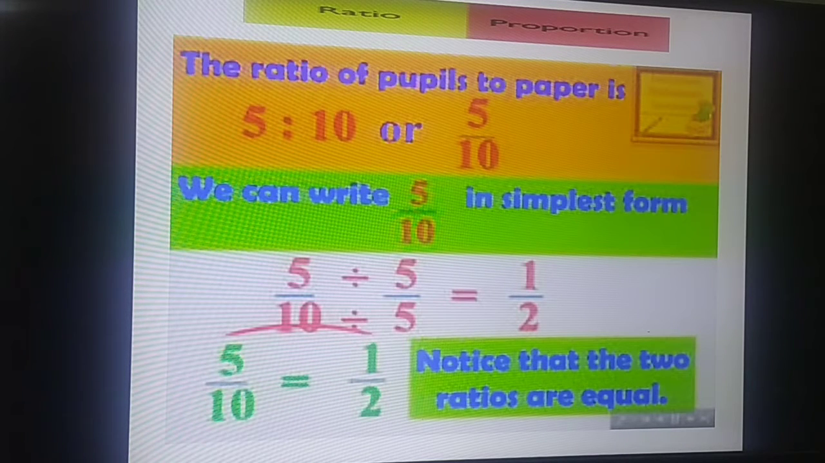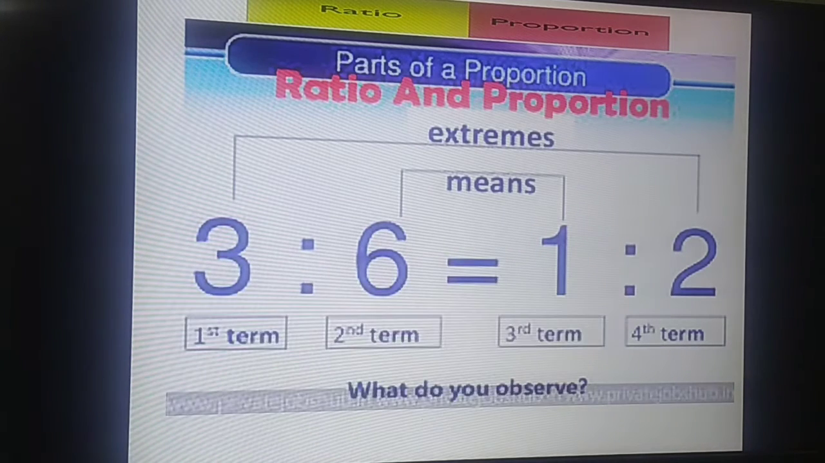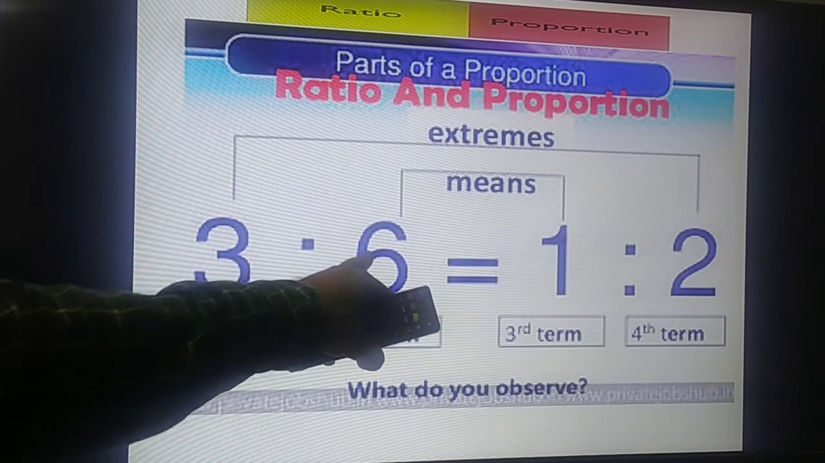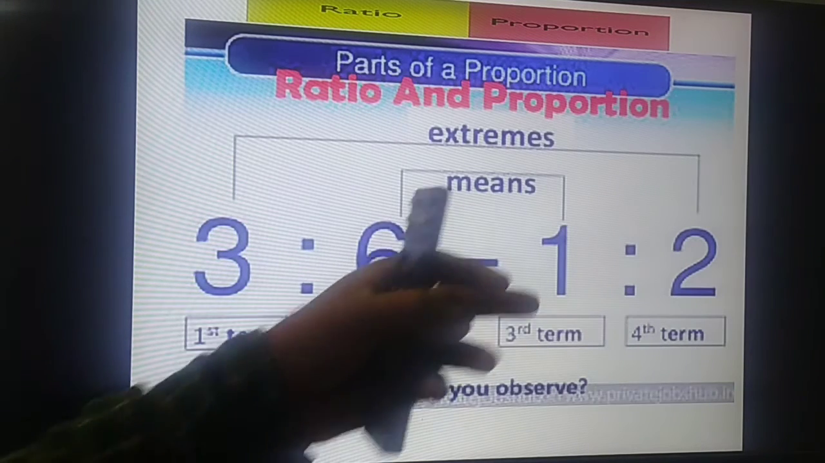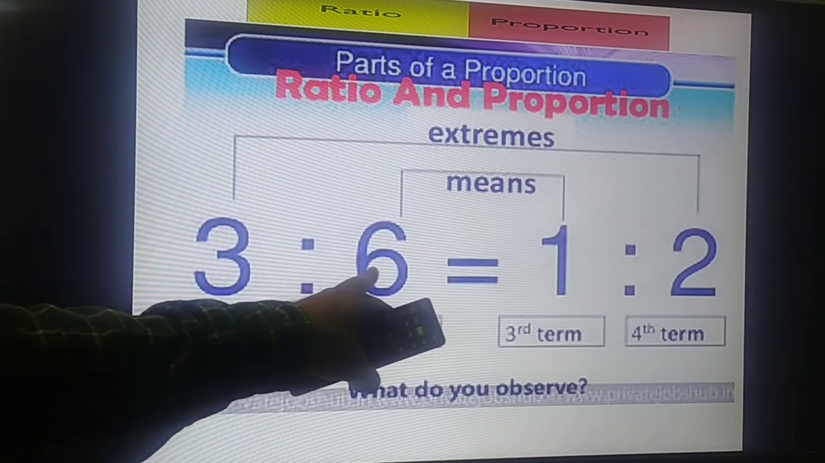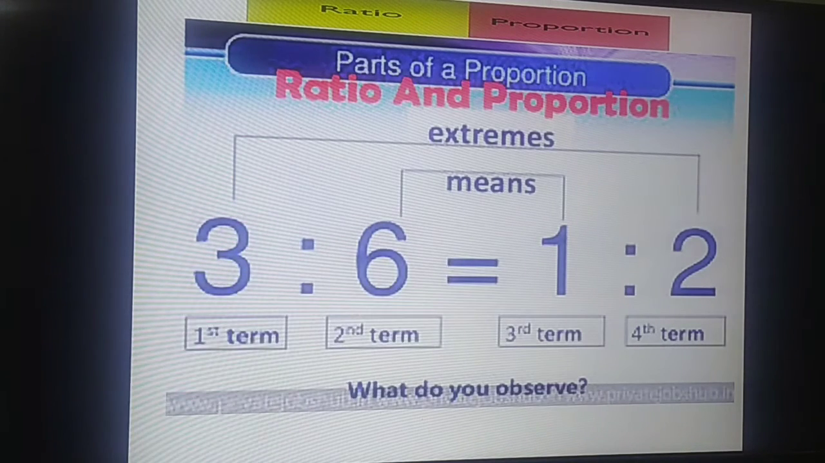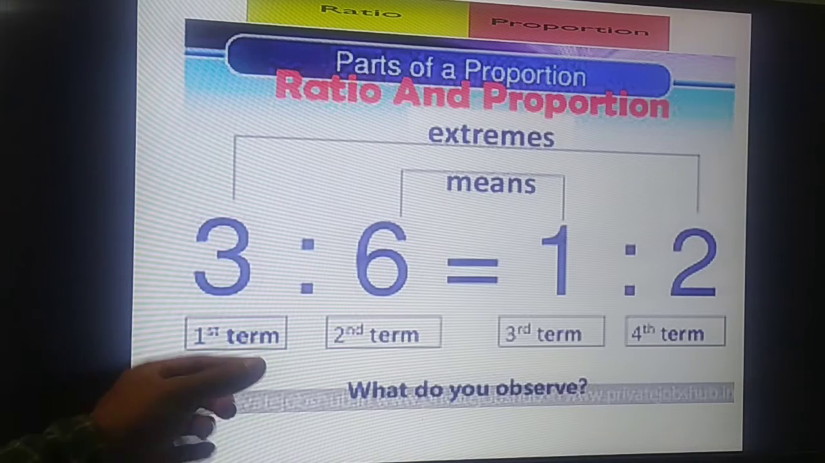Proportionality means if two ratios are equal, then these two ratios are said to be in proportion. Here 3 is to 6 is equal to 1 is to 2. 3 is to 6 means if we divide the antecedent and consequent by 3, then we get 1 and 2, 1 is to 2. So 3 is to 6 is equal to 1 is to 2, and therefore 3 is to 6 is proportional to 1 is to 2.